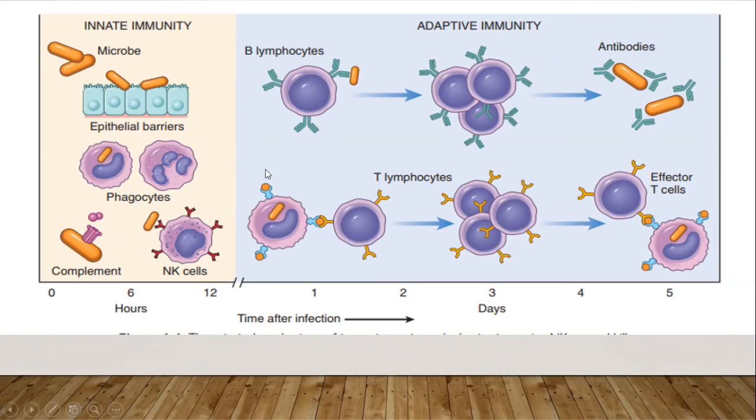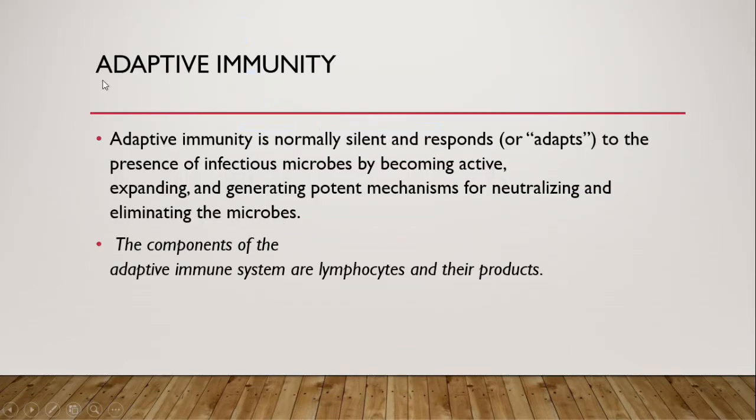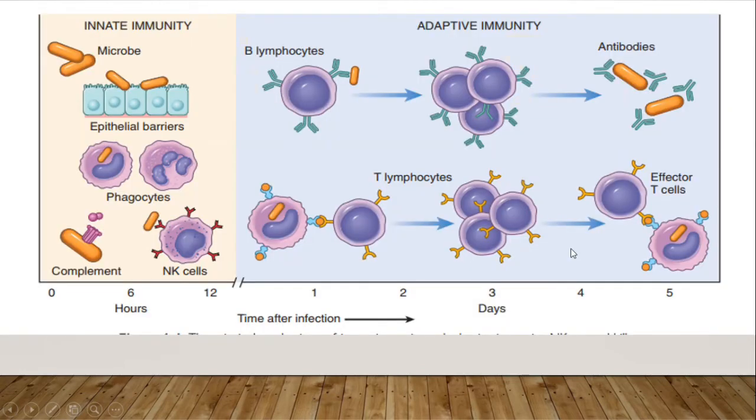Adaptive immunity is normally silent and responds or adapts to the presence of infectious microbes by becoming active and expanding, generating potent mechanisms for neutralizing and eliminating the microbes. The components of adaptive immunity are lymphocytes and their products. What are the components? These are two types of lymphocytes: B lymphocytes and T lymphocytes.